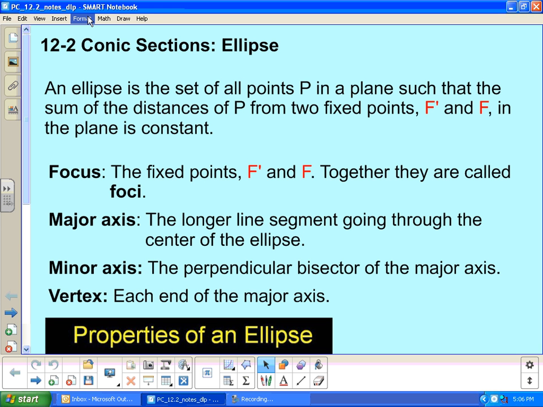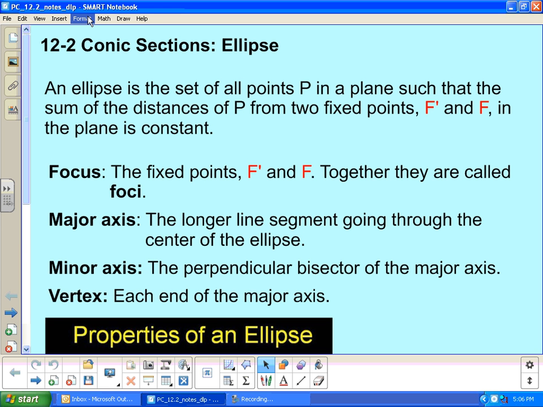from two fixed points, F prime and F, but by the way, those are our focus values, in the plane is constant. And just like we had with the parabola, we have some definitions we're going to have to work through here with our ellipse. So focus, as we have in the parabola, we also have in the ellipse, although together we have two of them there called foci. And these points are going to be inside of our ellipse when we find them.